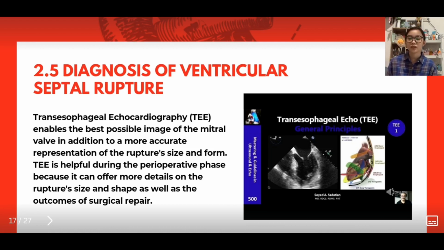TEE is also helpful during the perioperative phase because it can offer more details on the rupture size and shape as well as the outcomes of surgical repair.